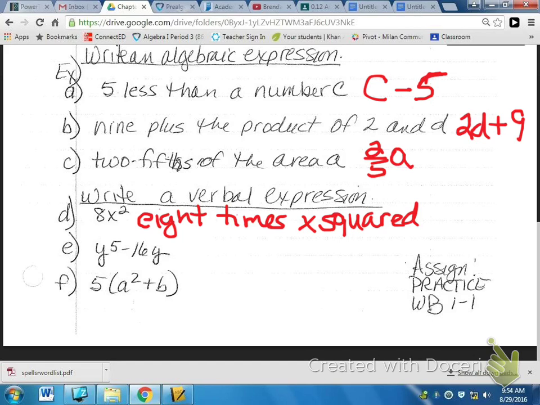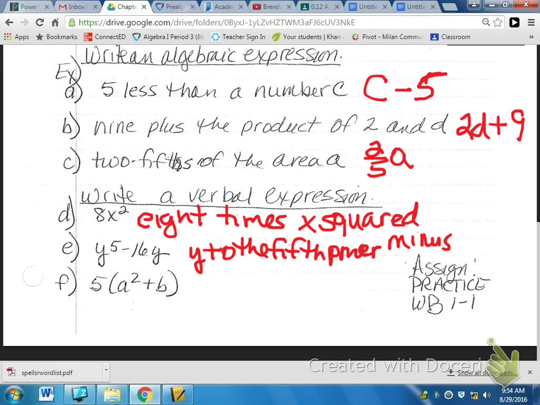E, y to the 5th minus 16y. Ethan. Y to the 5th minus 16y. Okay, I'm going to make you say y to the 5th power, okay? When you do that, you do have to say power. Y to the 5th power, and then what? Minus 16y. Okay, you got to say an operation.